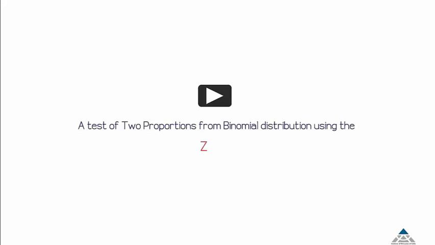In this video, we will look at conducting a test of two proportions from binomial distribution using the z-test. The theory behind this test has already been discussed in a previous video on hypothesis testing. We must remember that the size of the samples should be large enough to conduct this test.